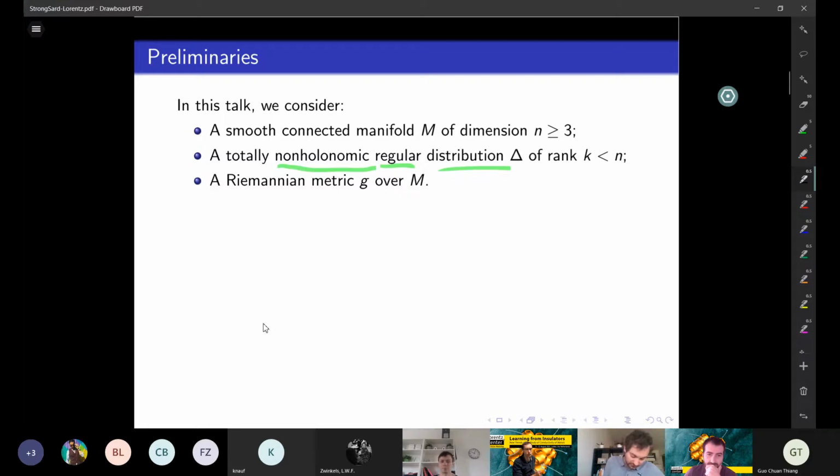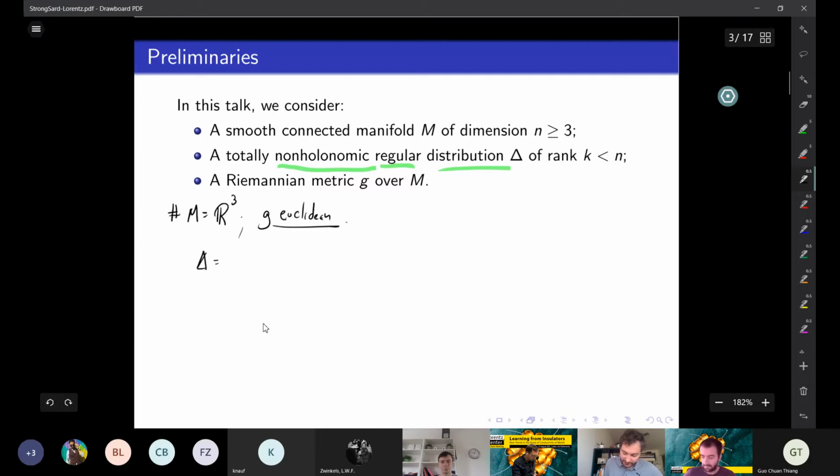Let's look at an example. The standard example for today, since we're going to work in dimension 3, is M equal to R3. Our problem is essentially local, so there's not much to lose by assuming that M is everywhere R3. For this talk, we can assume that G is the Euclidean metric. And what do we mean by this distribution? In dimension 3, the only possibility is that it has rank 2, so it's spanned by 2 vector fields, X1 and X2.